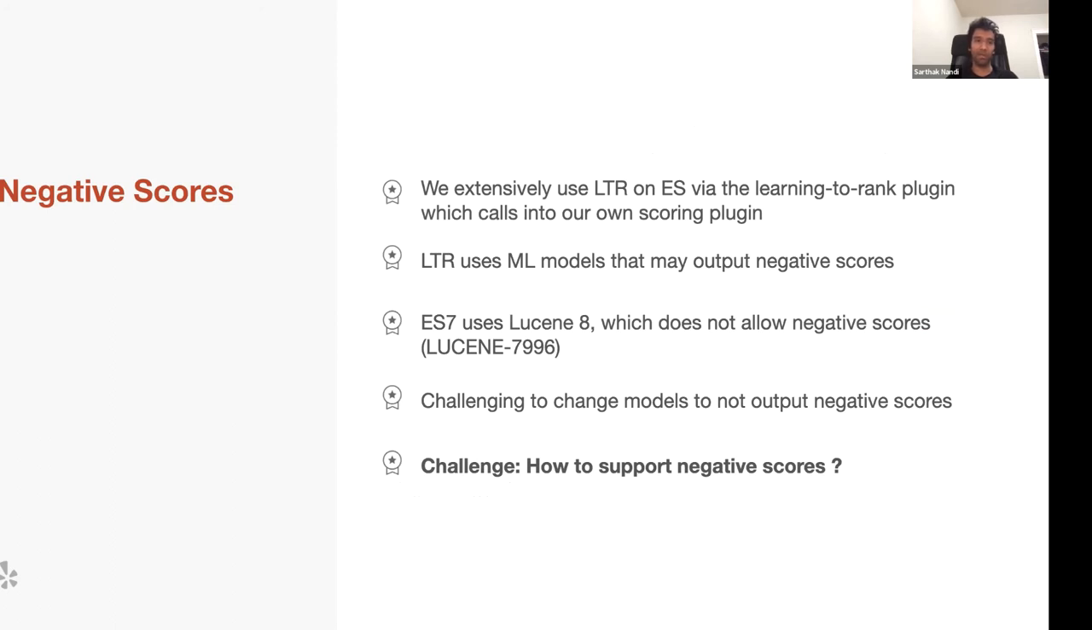Now, these models used in learning to rank are trained using machine learning, and they may output negative scores. This is a bit problematic for us because Elasticsearch 7 uses Lucene 8, and it does not allow negative scores. The reason was that when the Lucene implementers were working, especially on the WAND logic, they discovered that it was a bit difficult to support negative scores with it. And so they decided it was better to just have support for positive scores.